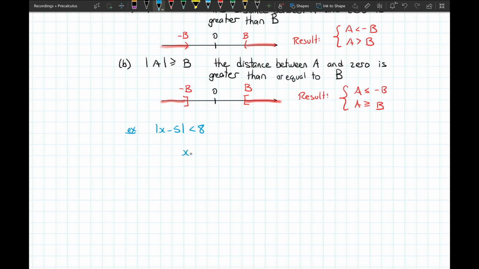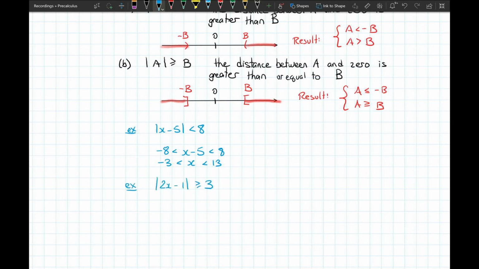As a quick example, if we have the absolute value of x minus 5 less than 8, then that tells us that x minus 5 is going to be sandwiched between negative 8 and positive 8. And we can add 5 to all three expressions: negative 3 less than x less than 13. And hopefully that makes sense, because this can also be thought of as the distance between x and 5 is 8 units. Take 5, go 8 units left and get negative 3. Take 5 and go 8 units right and we get 13.